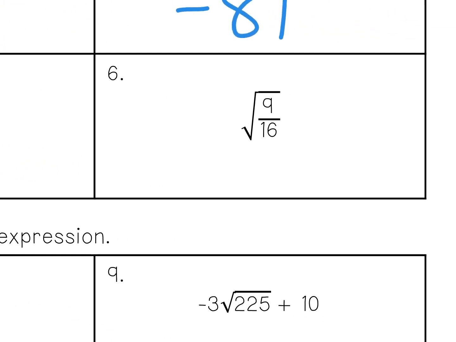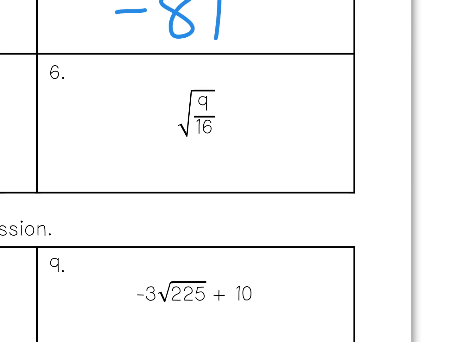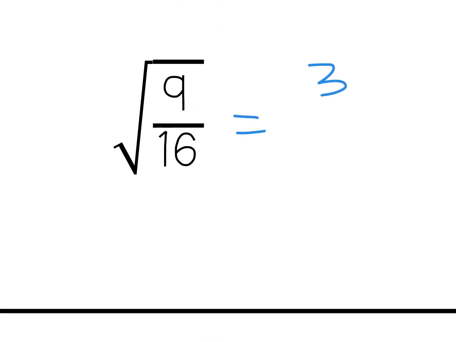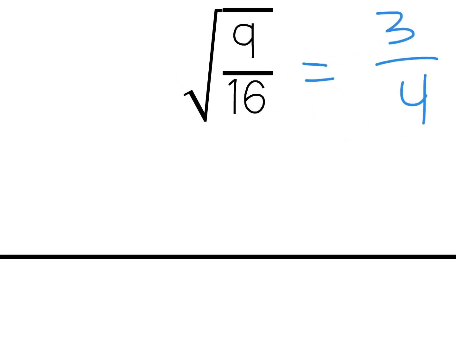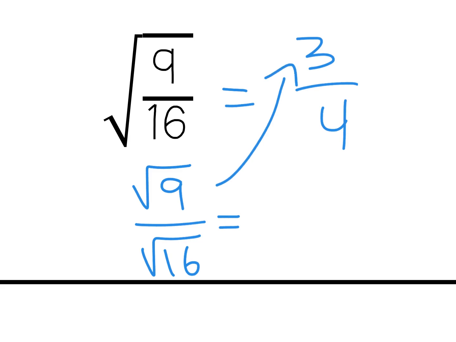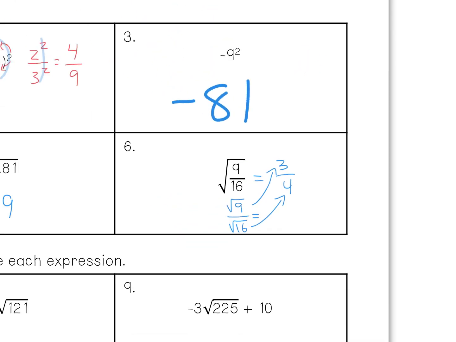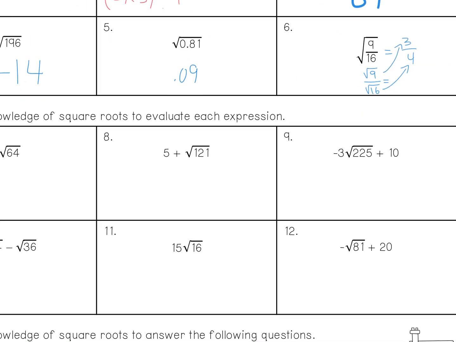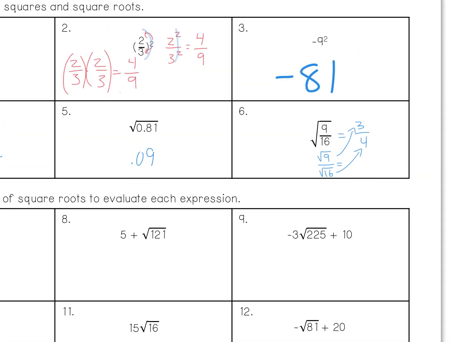Okay? And number 6. This is probably a little more challenging just because it's a fraction again. Anybody want to make a guess? Perfect. 3 over 4. Why? Because just like before, I can rewrite this as the square root of 9 over the square root of 16, which is 3 over 4. Okay? So we're okay with this? It's pretty straightforward, right?